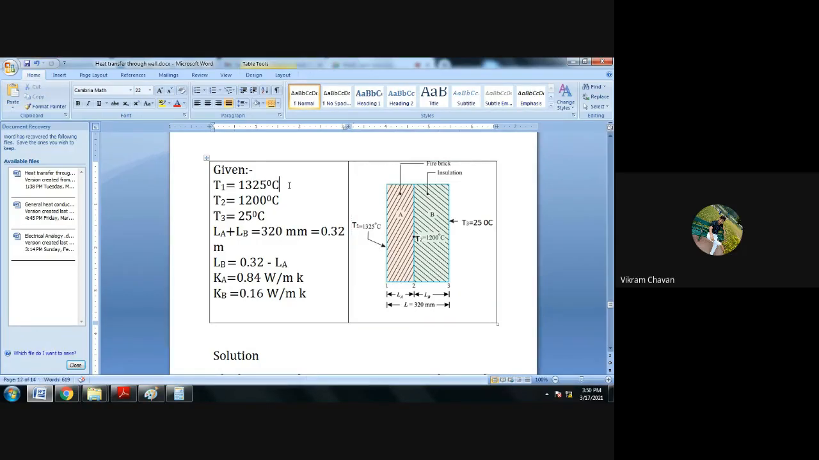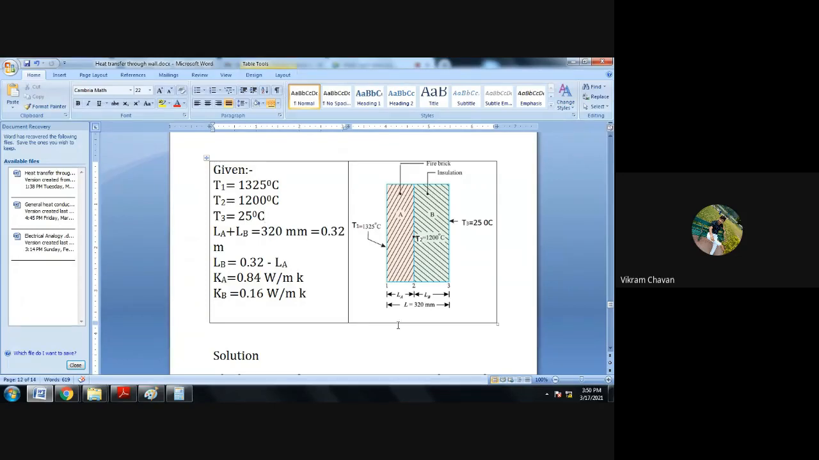So the given data will be in such a manner: T1 is equal to 1325 degrees Celsius, T2 is equal to 1200 degrees Celsius, and T3 is equal to 25 degrees Celsius. This is how we have composed this particular problem.